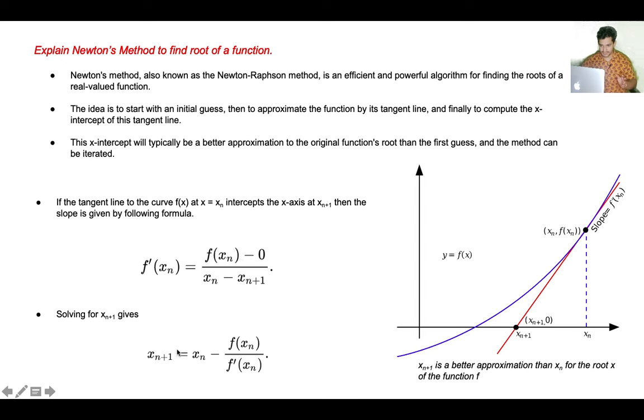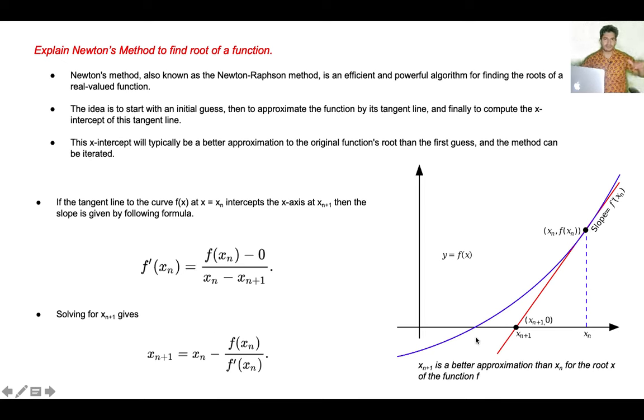So if we adjust these parameters, xn plus 1 will go here, and it will become xn plus 1 equals xn minus f(xn) divided by the derivative of the function at point xn, right? So the function's value at xn divided by the derivative of the function at point xn. So this is the formula, and if we iterate this, we will reach the point where the value of the function is zero. So we'll finally reach the root of the function, right?